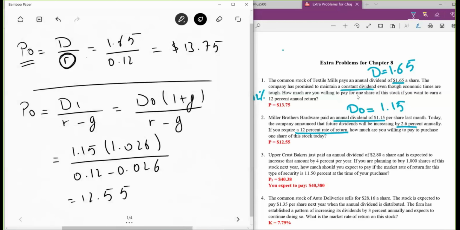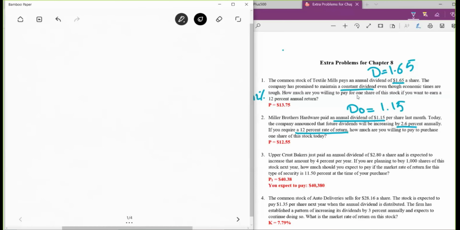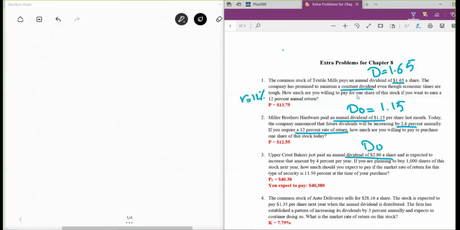So now the first two problems were direct application. Now for number 3, as you're going to see, I need to compute the price in year 1. In addition to that, I'm not going to buy one share of the stock, I'm going to buy 1,000 shares of the stock. So here we have upper crust bakers just paid an annual dividend of 2.8. So this is once again D0. It's expected to increase that amount by 4%. This is the growth rate G.